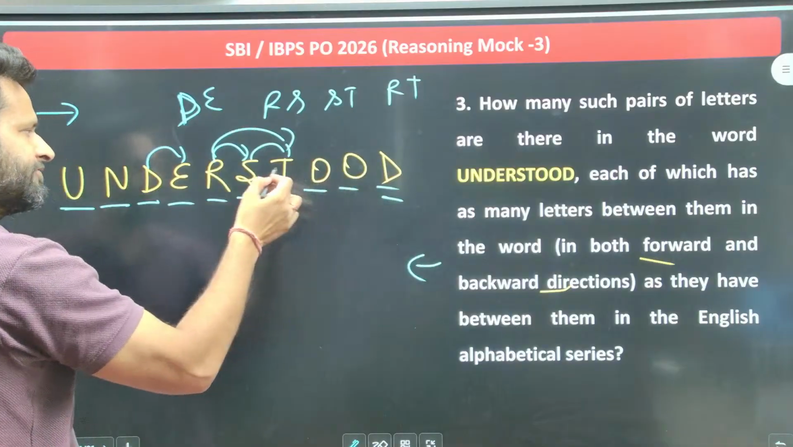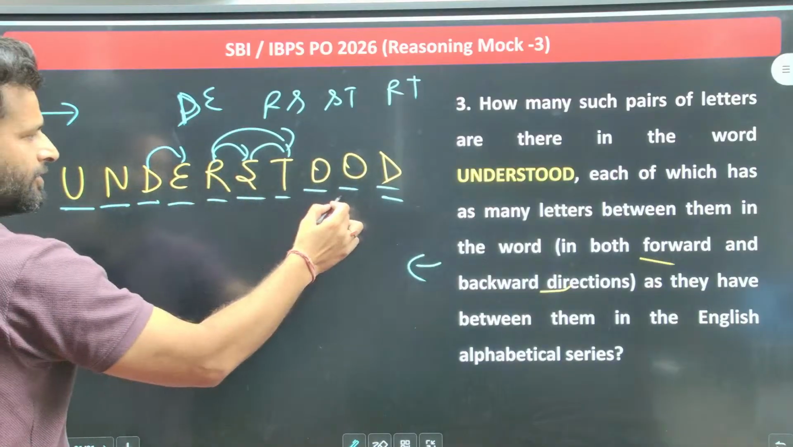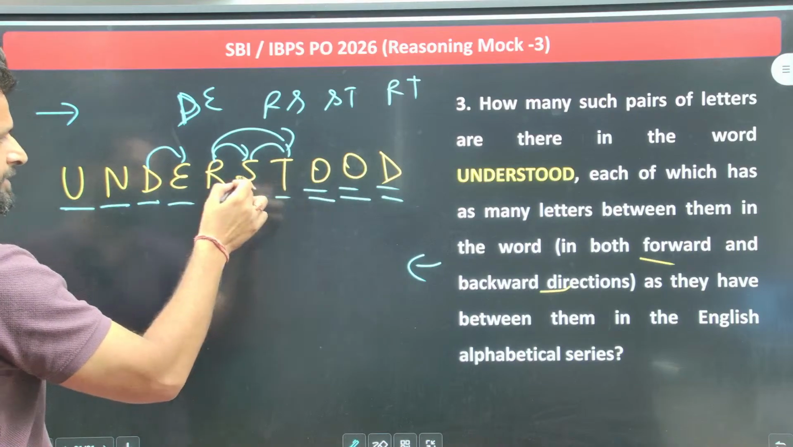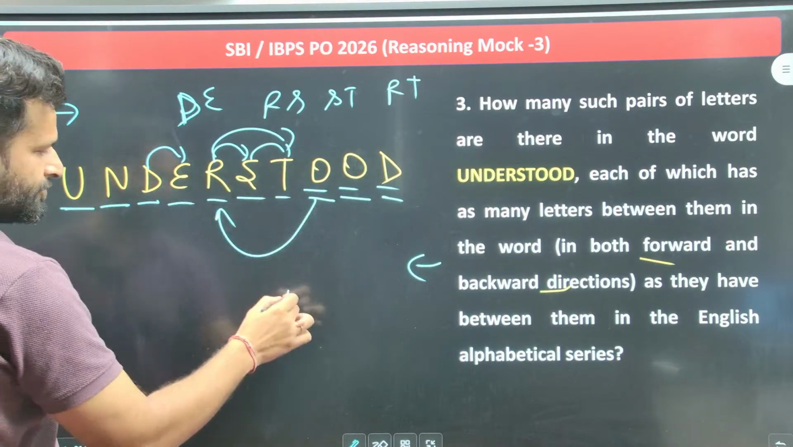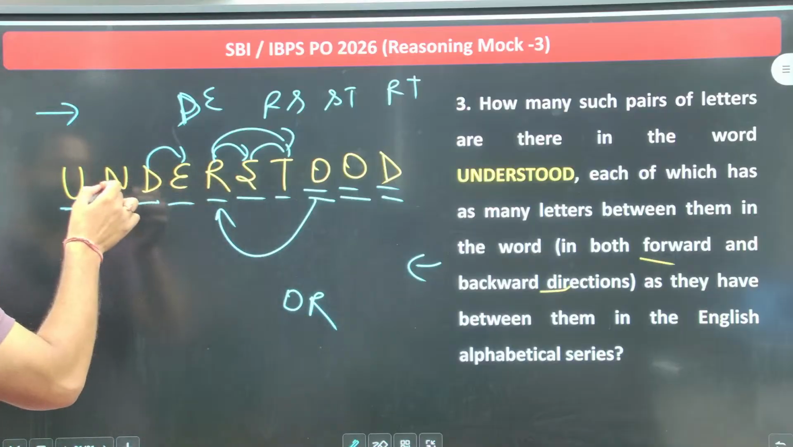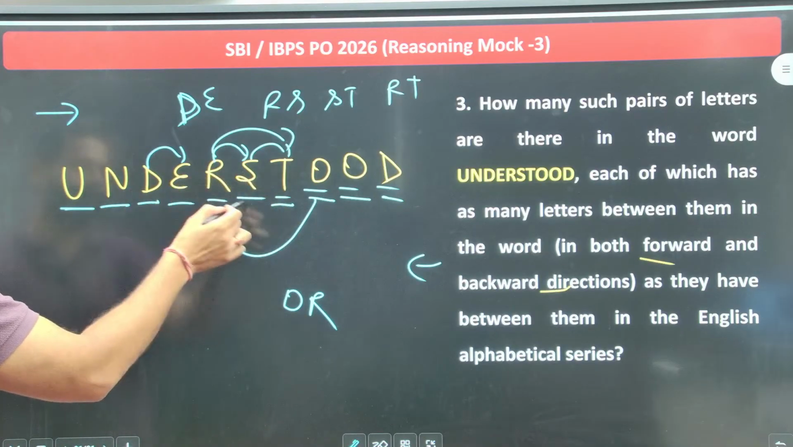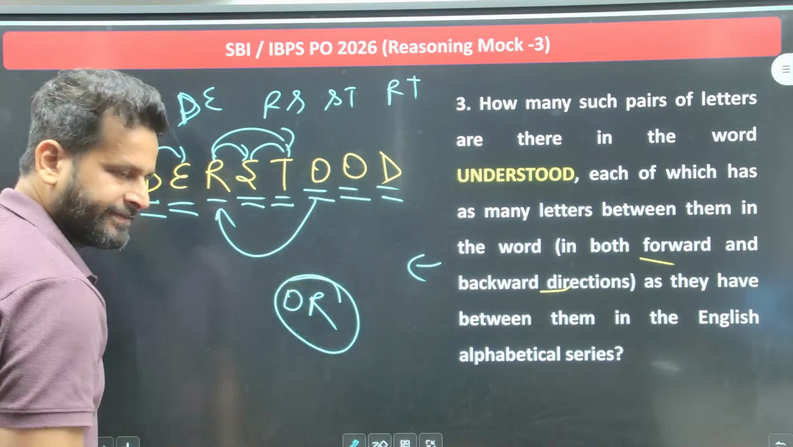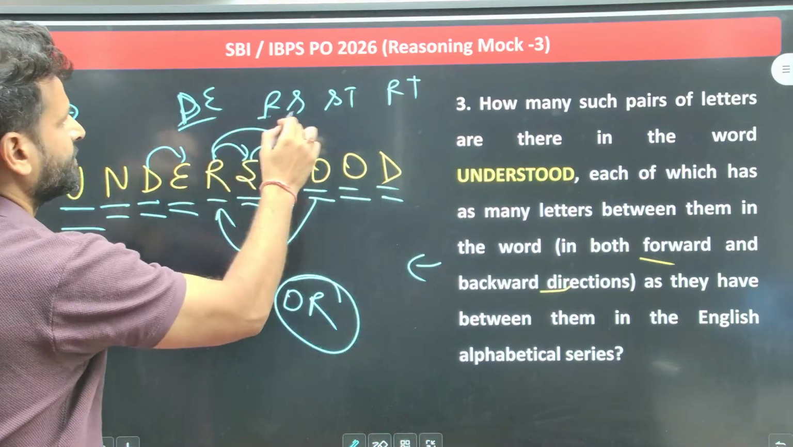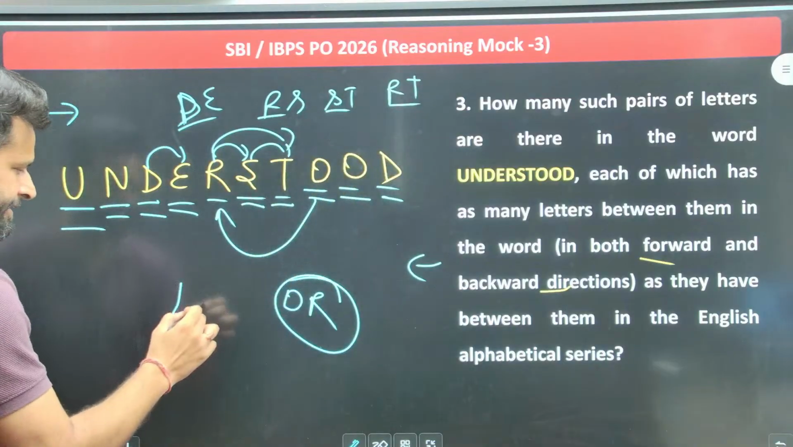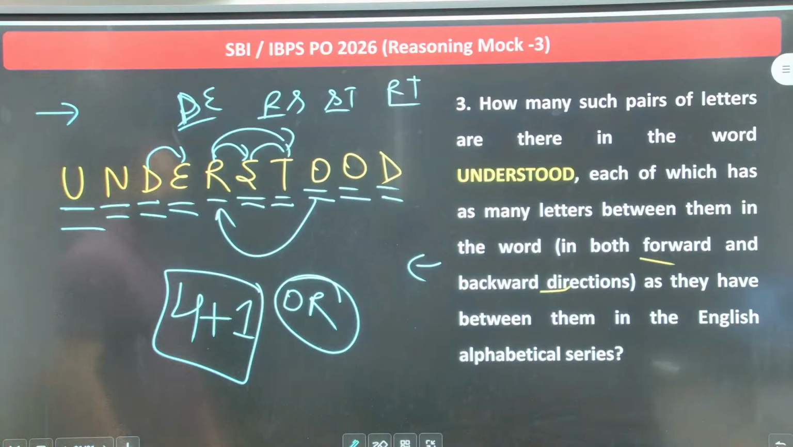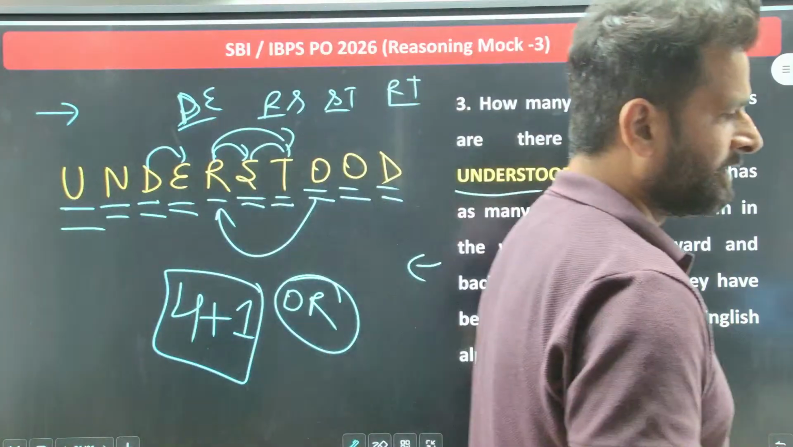From D, E, F, G, H, I, J, K, L, M, O, P, Q, R, S, T, U, V, W. Then O to R, R, S, T, U, V, W, and so on, E, F, G, D, no, no, no. So we have 1 in the reverse direction and 1, 2, 3, 4 in the forward direction. 4 plus 1, that is 5. Total 5 pairs will be there in the word.